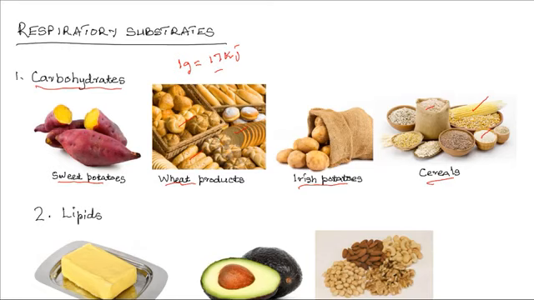Lipids, on the other hand, when oxidized, tend to release a lot more energy than carbohydrates, such that 1 gram would yield 38 kilojoules of energy. But lipids are only oxidized when carbohydrate reserves have been depleted.